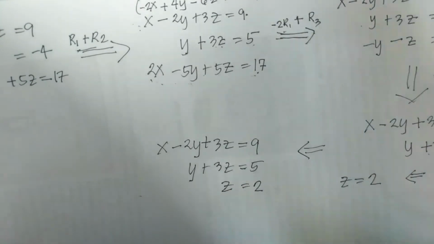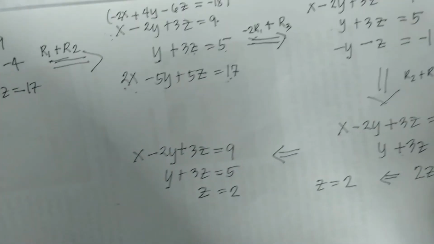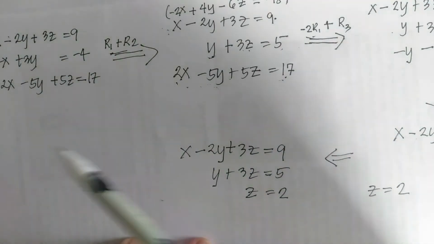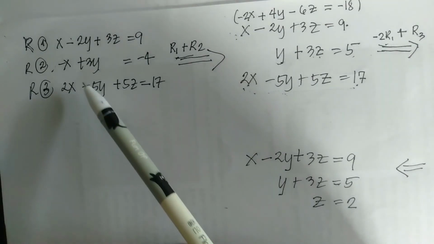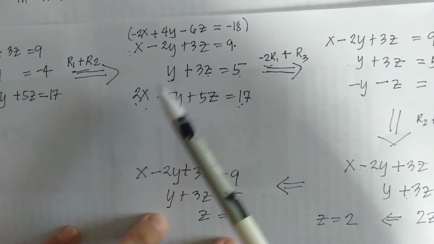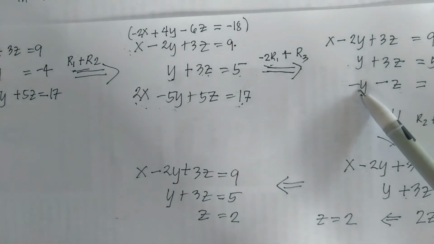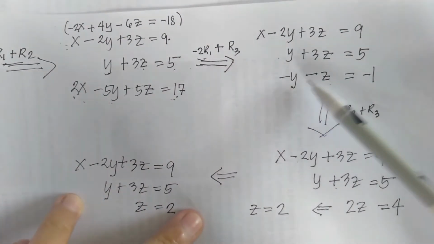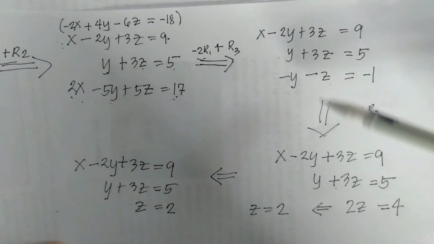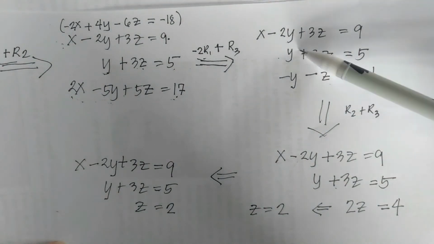is equal to 2. As you observe, in each process we are eliminating one of the variables. Let us recall: from the first one, we eliminated x. In the second one, we also eliminated x, which becomes negative y minus z equals negative 1. And again, for this transformation, we eliminate variable y.